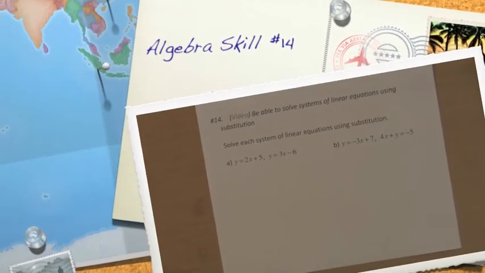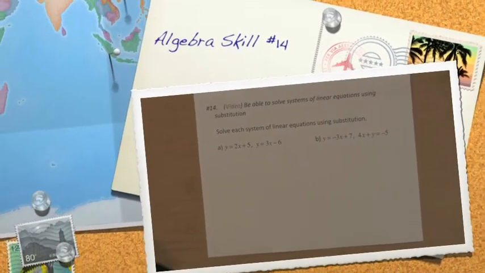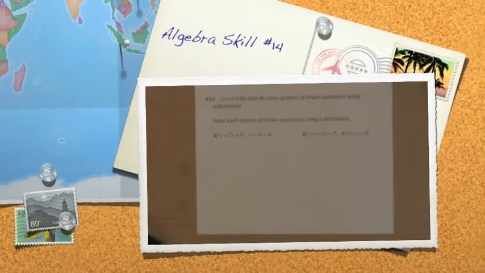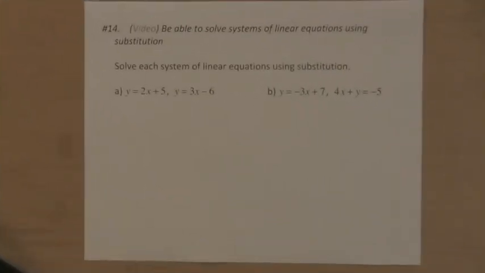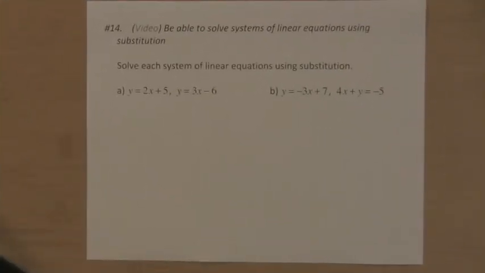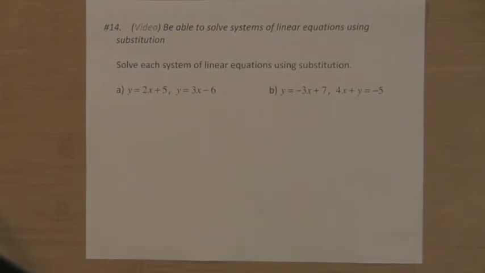All right, skill 14, solving a system of linear equations with substitution. So we have two problems. Each problem has two equations, and your job is to figure out what's the value of x and y that is a solution to both equations.